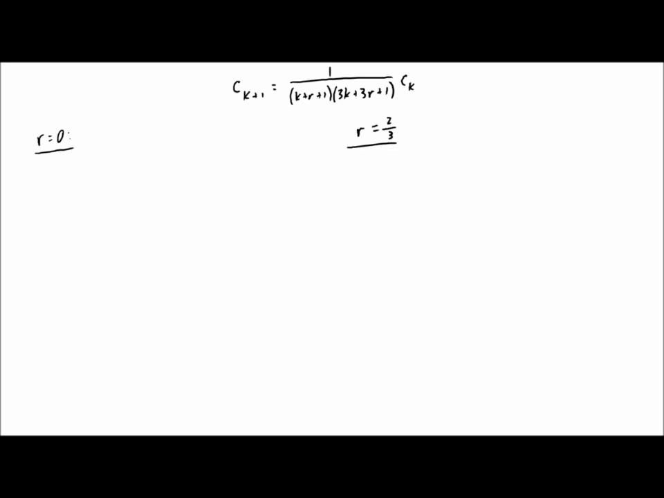Well, we're going to do the same thing we did before. Let's take that r equals 0 and plug it into that relation and see what it turns into. So when r is equal to 0, we get C_{k+1} equals, again, I'm replacing all the r's with zeros, so I'm getting 1 over (k plus 1) times (3k plus 1) times C_k.